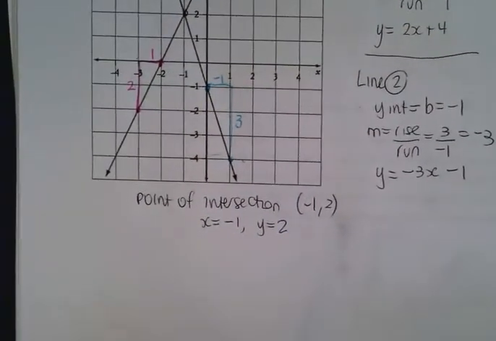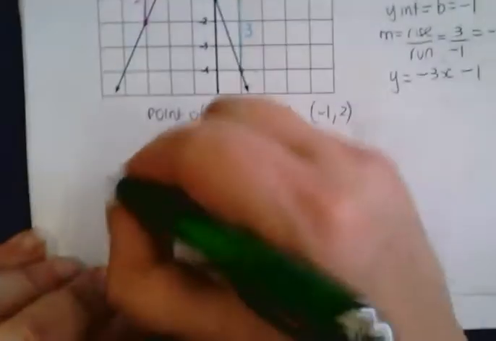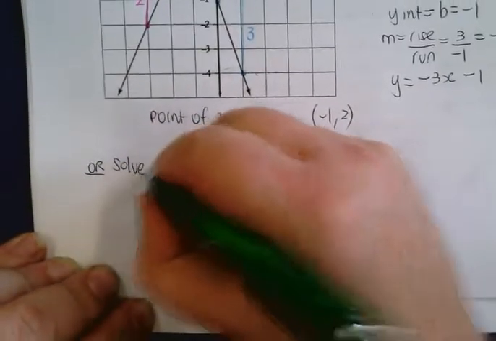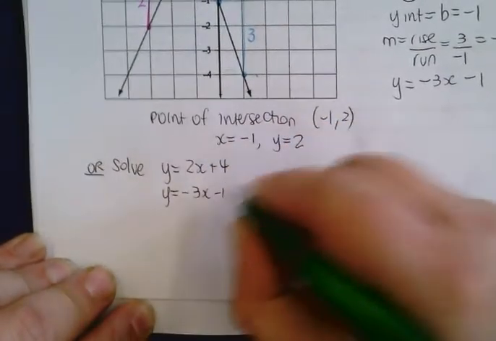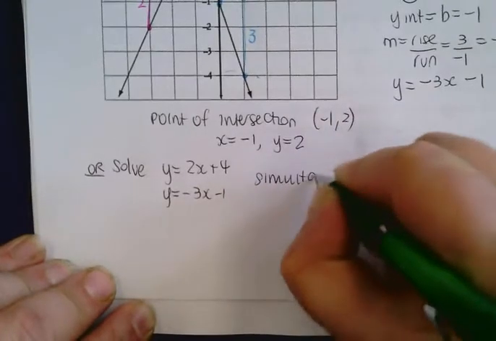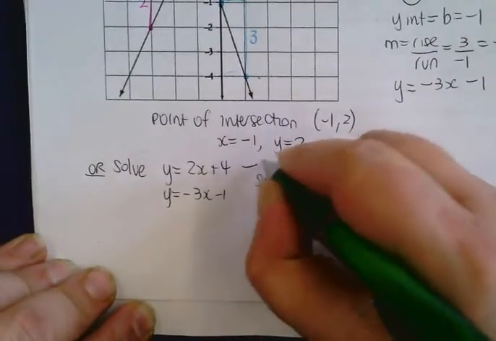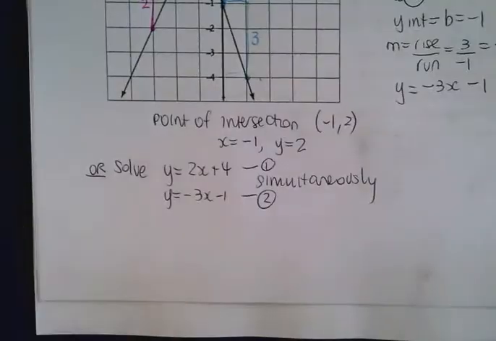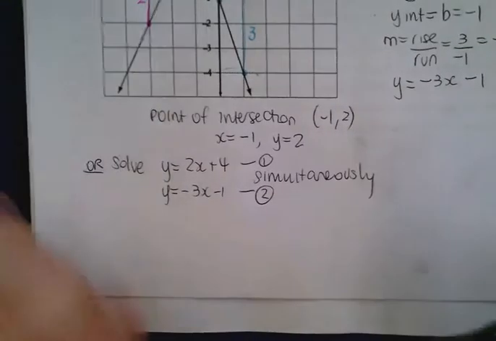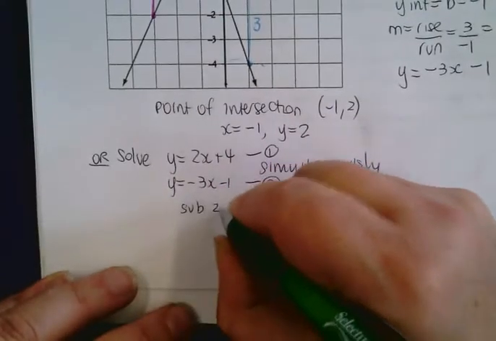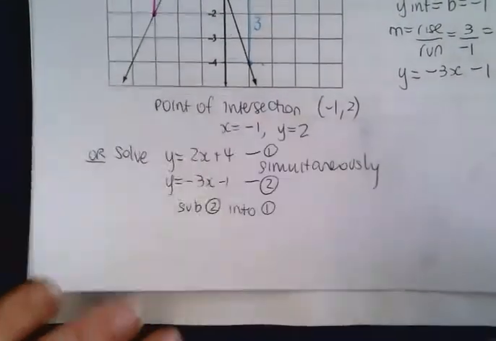I'm going to solve these simultaneously just for some revision because we did it last year. So let's have a look how to solve y equals 2x plus 4 and y equals negative 3x minus 1 simultaneously. Do you remember how to do this? I'll call that equation 1, and this equation 2. This is the best type to solve. Y equals that and y equals that, so you can put the two of them equal to each other. This is the easiest type. Substitute equation 2 into 1 or 1 into 2, it doesn't matter.